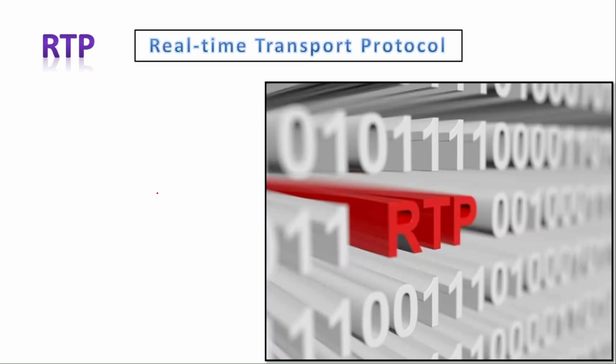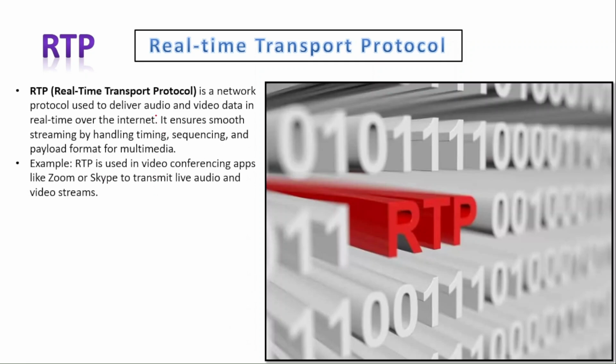RTP, that is real-time transport protocol. So RTP, or real-time transport protocol, is a network protocol used to deliver audio and video data in real time over the internet. It ensures smooth streaming by handling timing and sequencing and payload format for multimedia. Example, RTP is used in video conferencing applications like Zoom or Skype to transmit live audio and video streams.